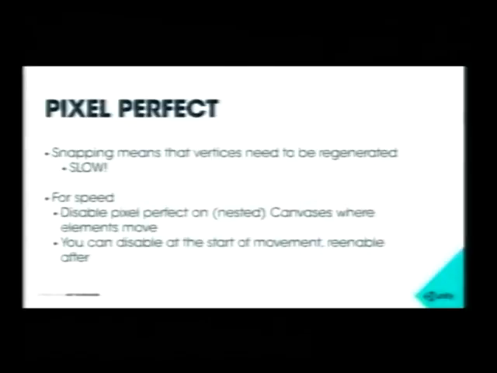So for speed, we recommend disabling pixel perfect on canvases where elements move. Another possibility you can use is you can disable pixel perfect at the start of the movement, but then re-enable it afterwards. Normally what we do in our scenes is if we have heavily dynamic elements, we place them on either a nested or separate canvas and just disable pixel perfect on that canvas.